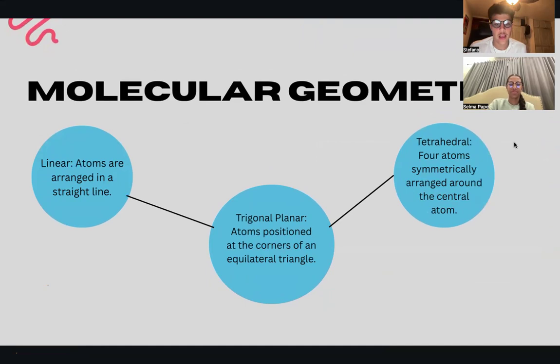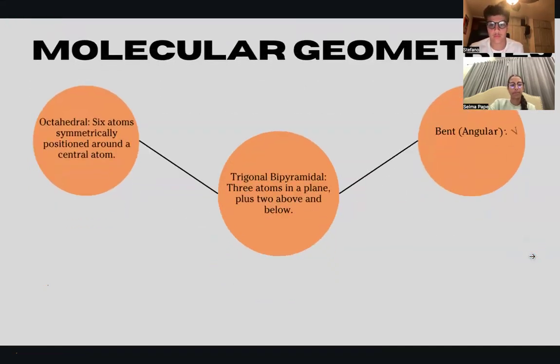Trigonal planar: atoms positioned at the corners of an equilateral triangle. And the tetrahedral: four atoms symmetrically arranged around the central atom. Octahedral: six atoms symmetrically positioned around a central atom. Trigonal bipyramidal: three atoms in a plane plus two above and below. Bent: V shape due to lone pairs.